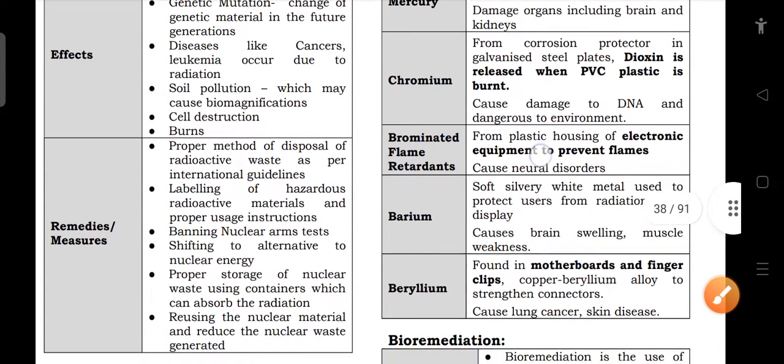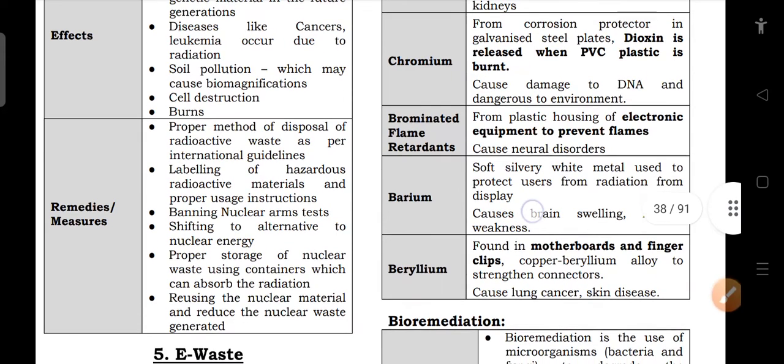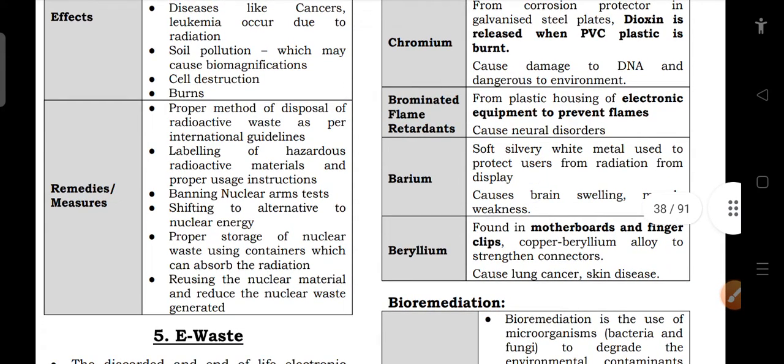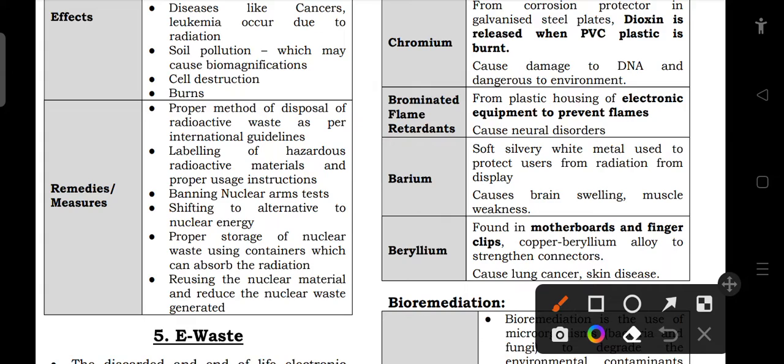Now what are the measures or remedies to be taken? Proper disposal of radioactive waste as per international guidelines is to be made mandatory. And then we have to label the hazardous radioactive materials, and proper usage instructions must be given to avoid accidents. Then banning nuclear arms tests. Then shifting to alternatives to nuclear energy since it is not safe.